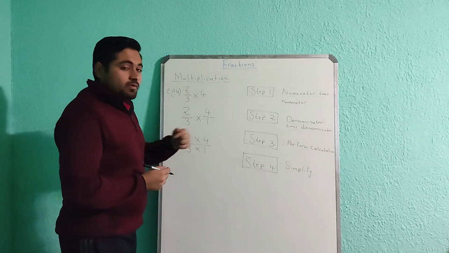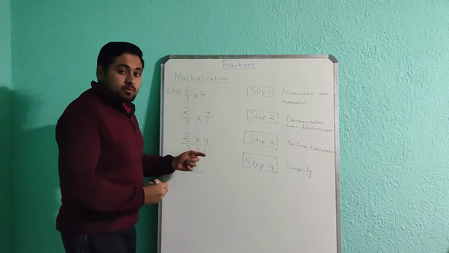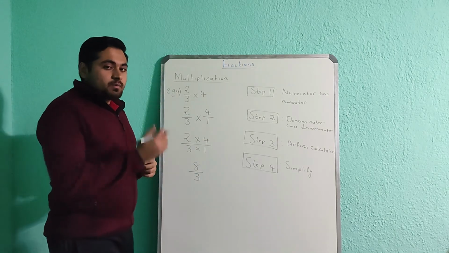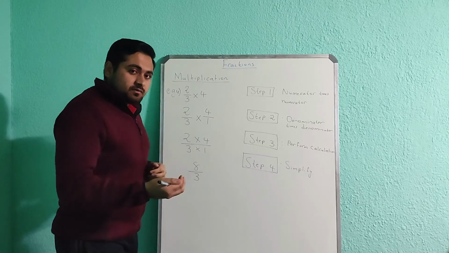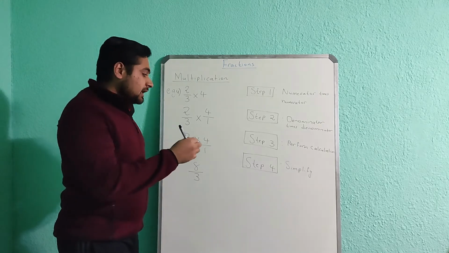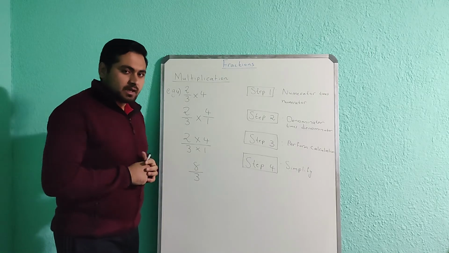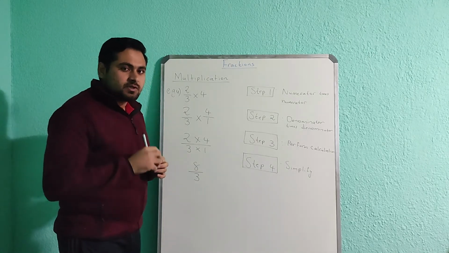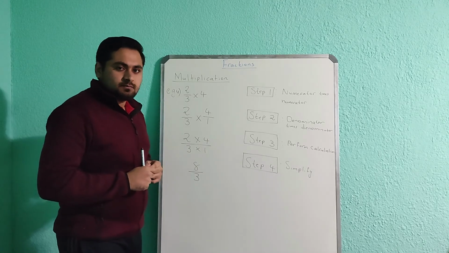So what is 2 times 4? 8. And what is 3 times 1? That's 3. Now, from the previous example, I have told you when we need to go to the simplest form and when we cannot. So by looking at 8 over 3, what do you think? Can we go to the furthest? Pause the video and think of an answer and the reason why not.